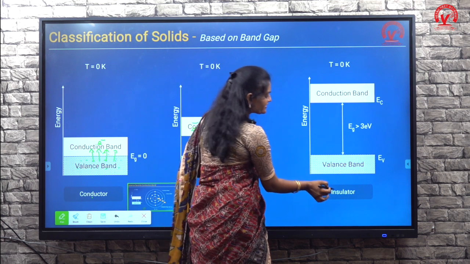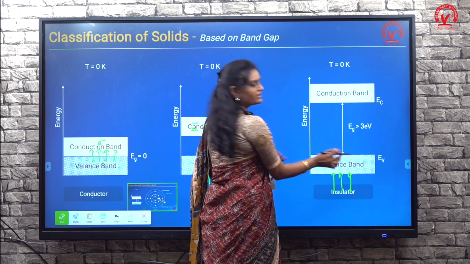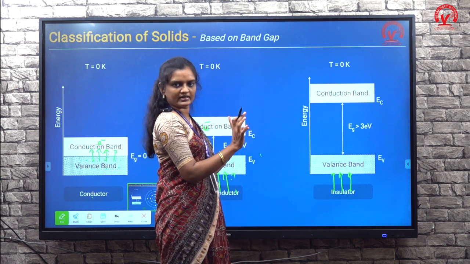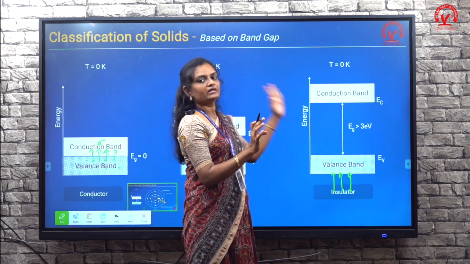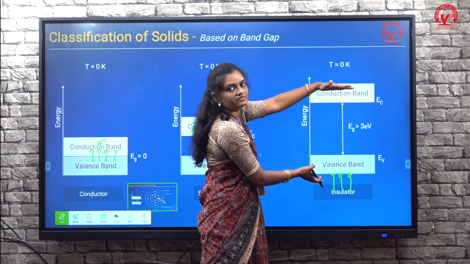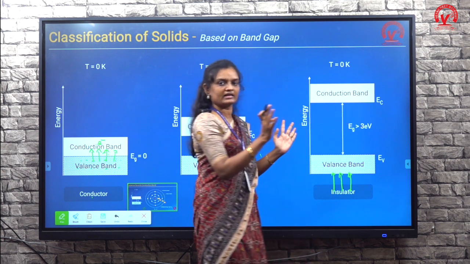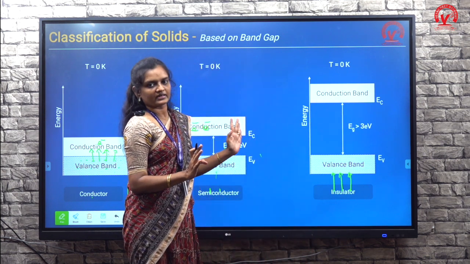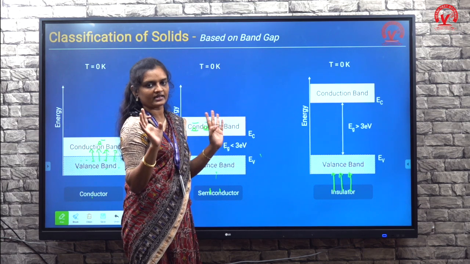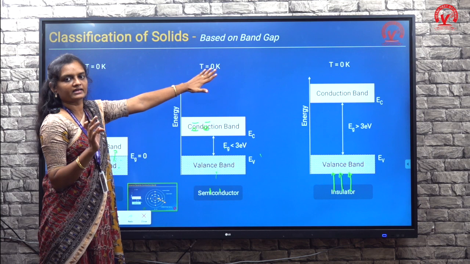If you give more heat energy to this material, it may become a semiconducting material, but it cannot become a conducting material because the energy band gap is very high. The energy band gap is greater than 3 electron volt. So these are the classifications based on their band gap.